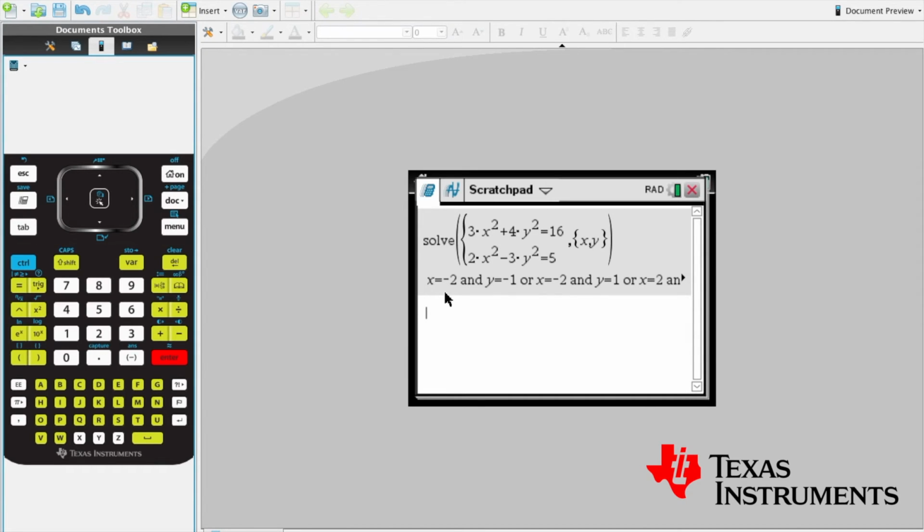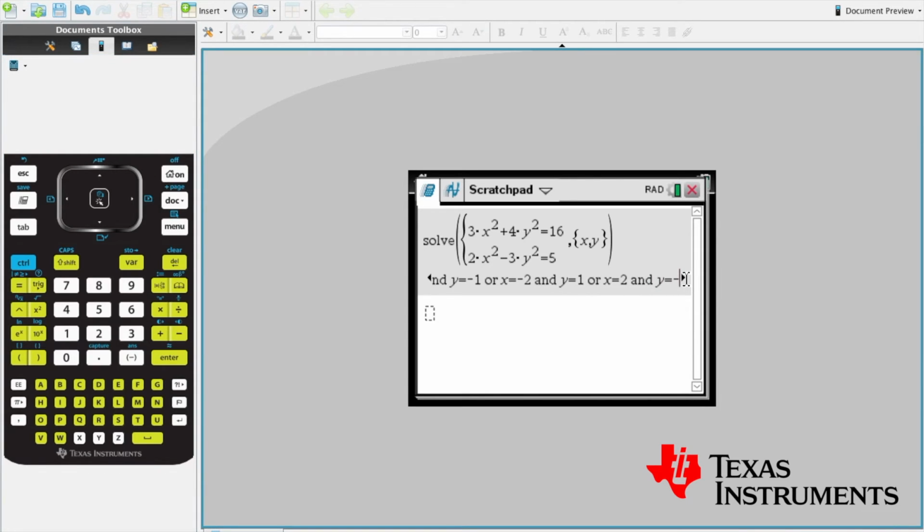So notice that we have our first points, -2, -1, and then it goes on to -2, 1. From there, we can click on this arrow here to keep it going. How amazing is that? That is awesome. All right. So let's go ahead and see what the graph looks like.